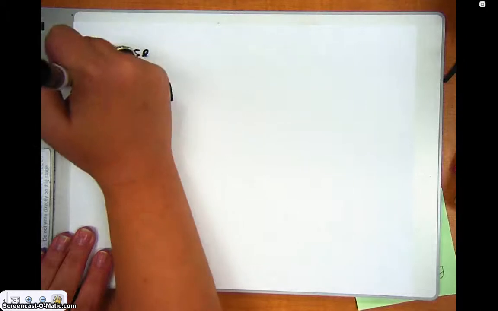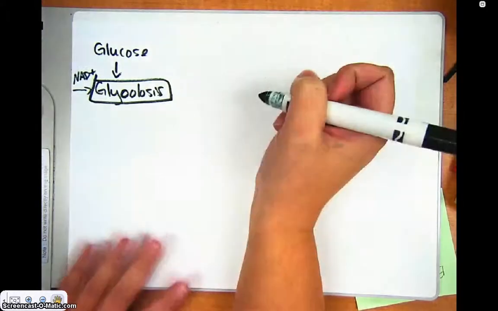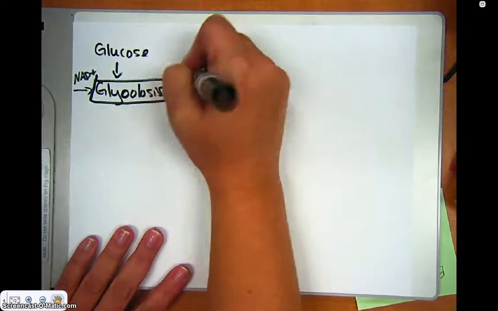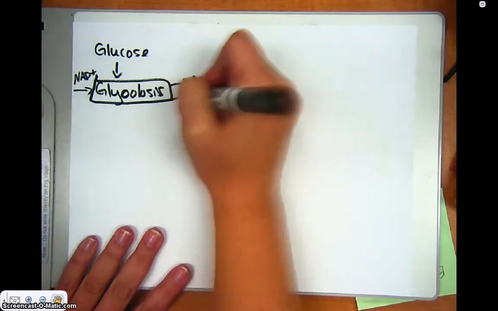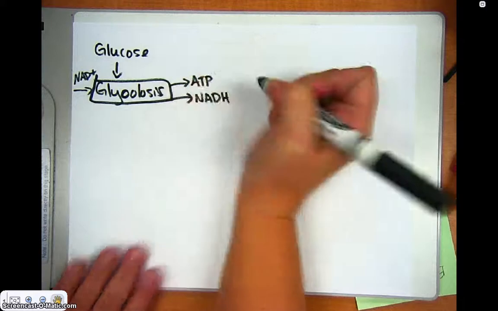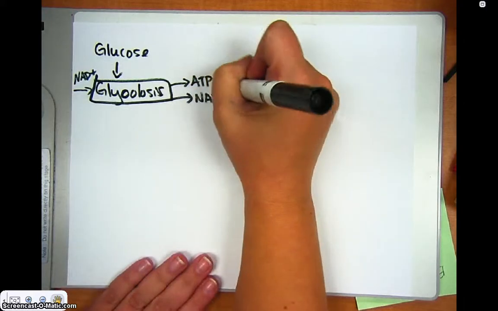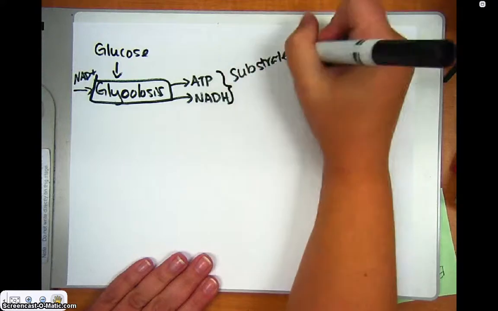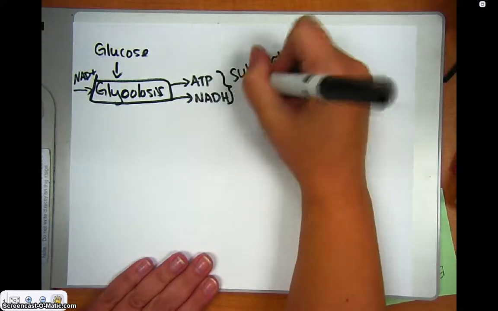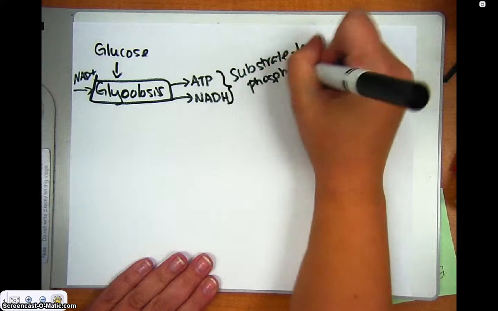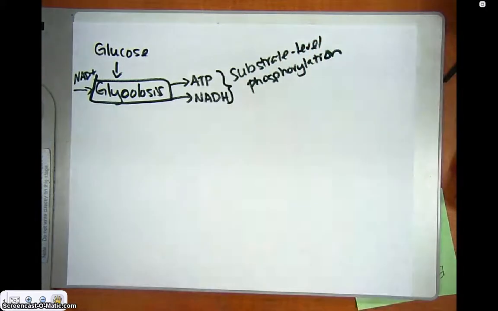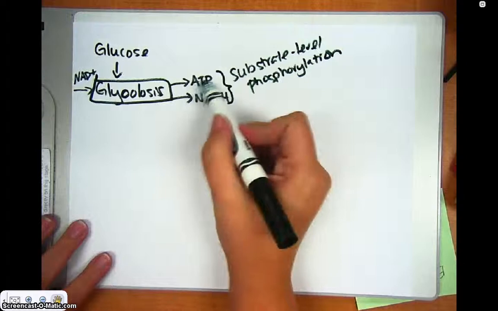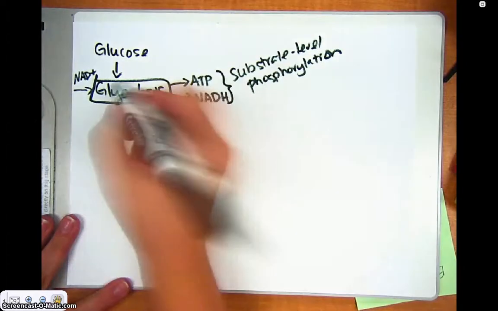And during glycolysis, there is the need to have NAD+. And what is made from glycolysis is a little bit of ATP and NADH. The formation of ATP during glycolysis is called substrate level phosphorylation. And phosphorylation, remember, is just the addition of a phosphate to ADP, so that is our energy storage molecule.